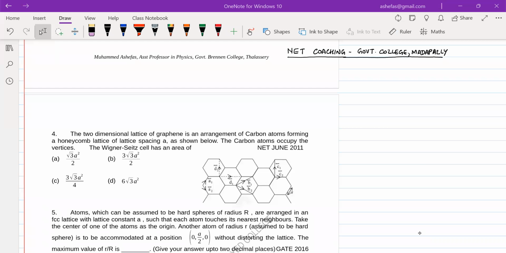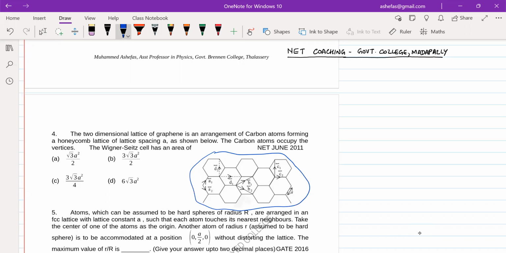Question number 4. The two-dimensional lattice of graphene is an arrangement of carbon atoms forming a honeycomb lattice of lattice spacing A, as shown below. The carbon atoms occupy the vertices. The Wigner-Seitz cell has an area of... Okay, so here is the lattice figure shown. It looks like a honeycomb structure or hexagonal structure. And here we have to find the area of the Wigner-Seitz cell.